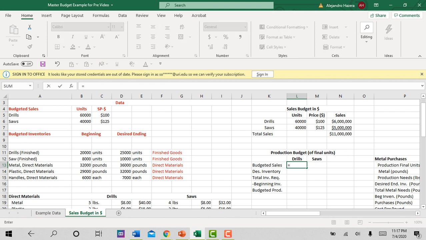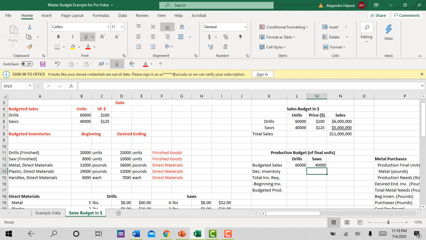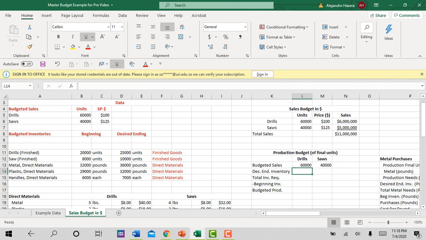Okay, so our budgeted sales. We're going to do this in terms of final units here. So our budgeted sales for drills is 60,000, and the units that we're going to sell for saws is 40,000 saws. Then we have our desired ending inventory. I'm going to put here desired, just so it's clear, desired ending inventory. Okay, and we will extend this a little bit here.